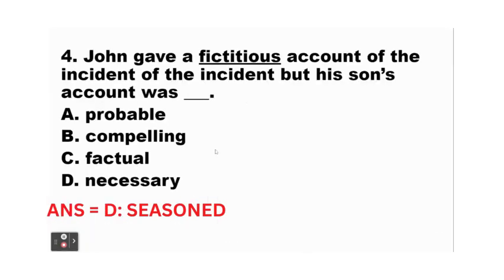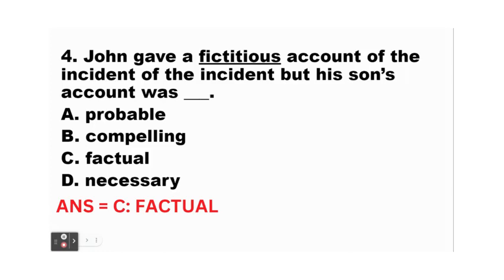Number 4, John gave a fictitious account of the incident, but his son's account was dash. A, probable, B, compelling, C, factual, D, necessary. Now, fictitious means imaginary. It's not based on facts. So the opposite is factual. And so the correct option is C. John gave a fictitious account of the incident, but his son's account was factual.